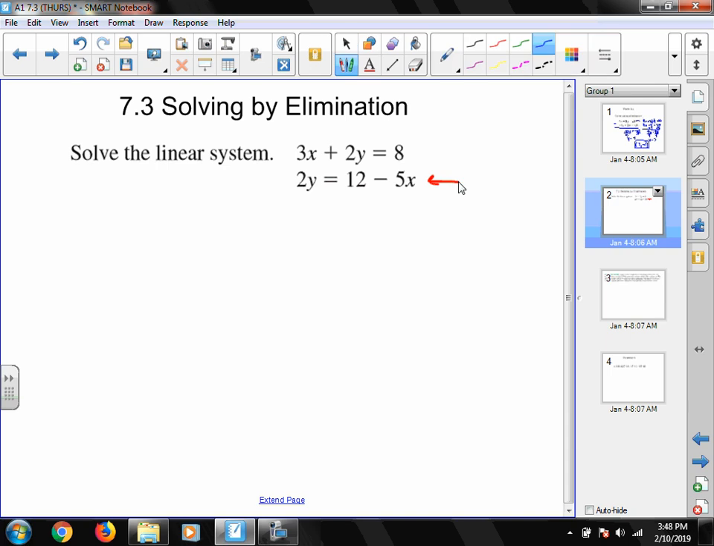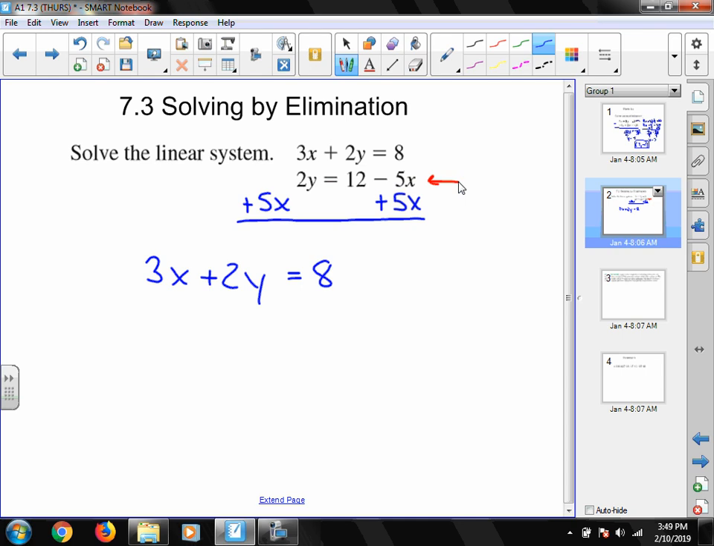Since I'm subtracting 5x here, I want to make it disappear from the right side and appear on the left side. So since I'm subtracting 5x, I'm going to add 5x on the right, which means I need to add 5x on the left. And I'm actually going to copy down the entire problem again, just so I can get a clean problem here. So 3x plus 2y is equal to 8. Just copy that directly down from what I had. Just gives me a little room to work here.